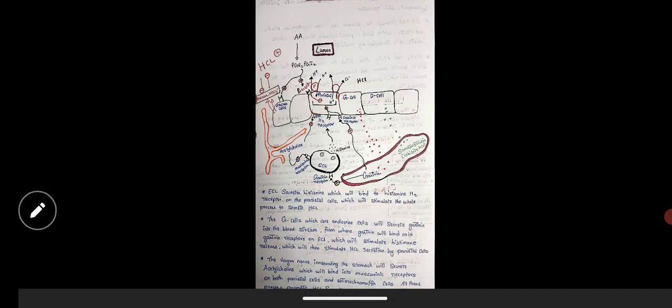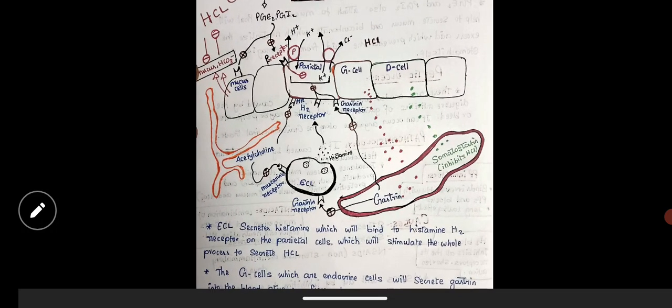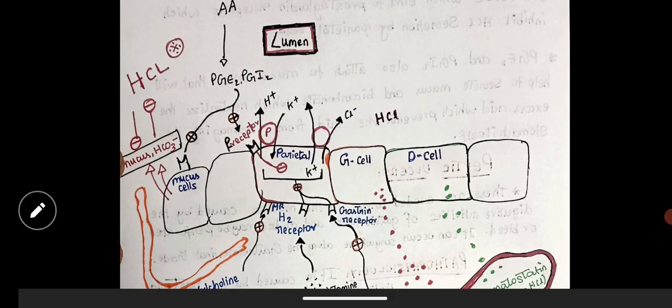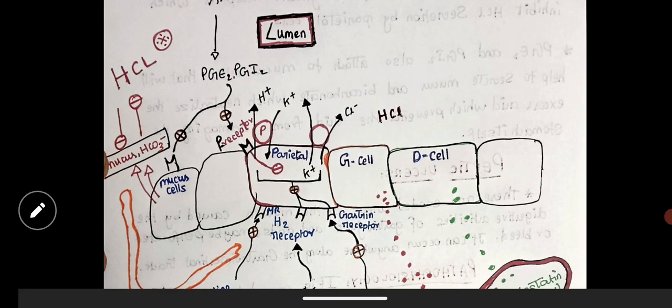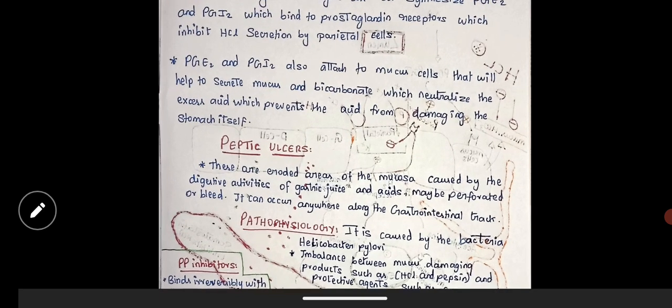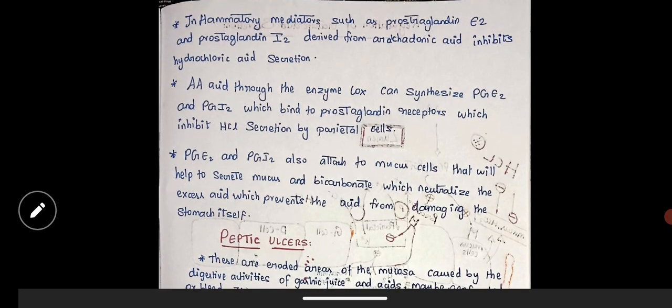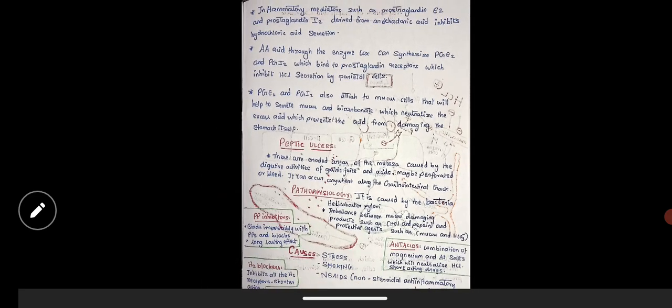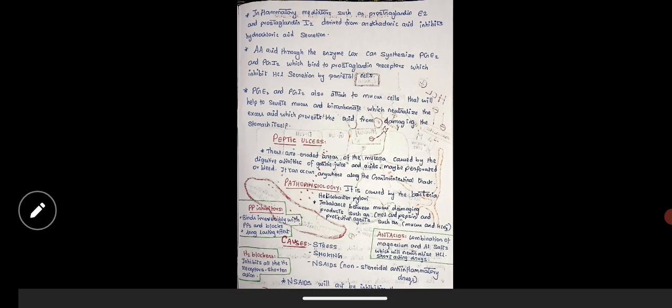Okay, now we have inflammatory mediators. Those are prostaglandin E2 and prostaglandin I2. Here I didn't mention the COX enzyme, but I have mentioned it in these notes. Inflammatory mediators such as prostaglandin E2 and prostaglandin I2 derived from arachidonic acid inhibit the hydrochloric acid secretion through the enzyme COX.